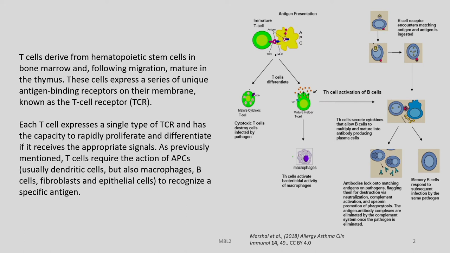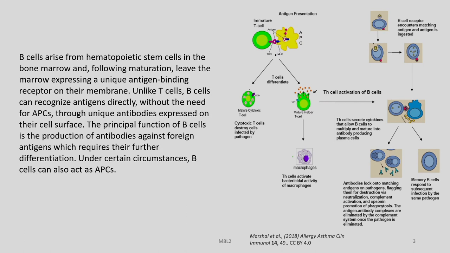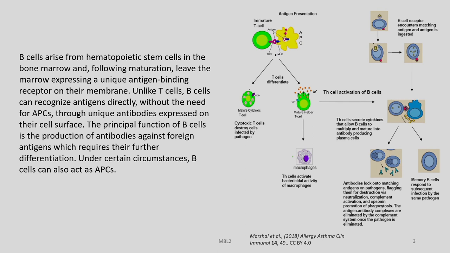plasma cells. So let us discuss the B cells, which arise from hematopoietic stem cells in the bone marrow and following maturation leave the marrow expressing a unique antigen binding receptor on their membrane. However, unlike the T cells, B cells can recognize antigens directly without the need for antigen presenting cells through unique antibodies expressed on their cell surface. The principal function of B cells is the production of antibodies against foreign antigens, which require their further differentiation under certain circumstances. B cells can also act as antigen presenting cells.